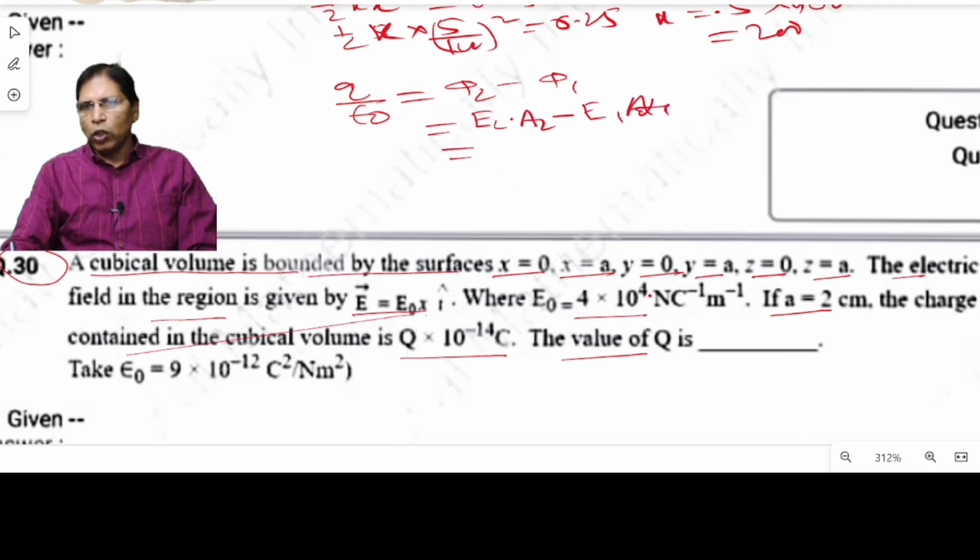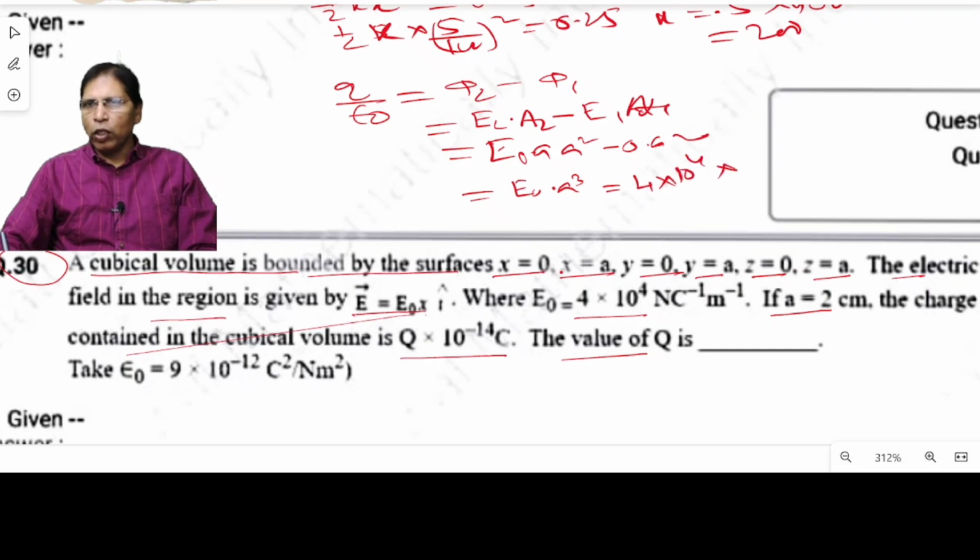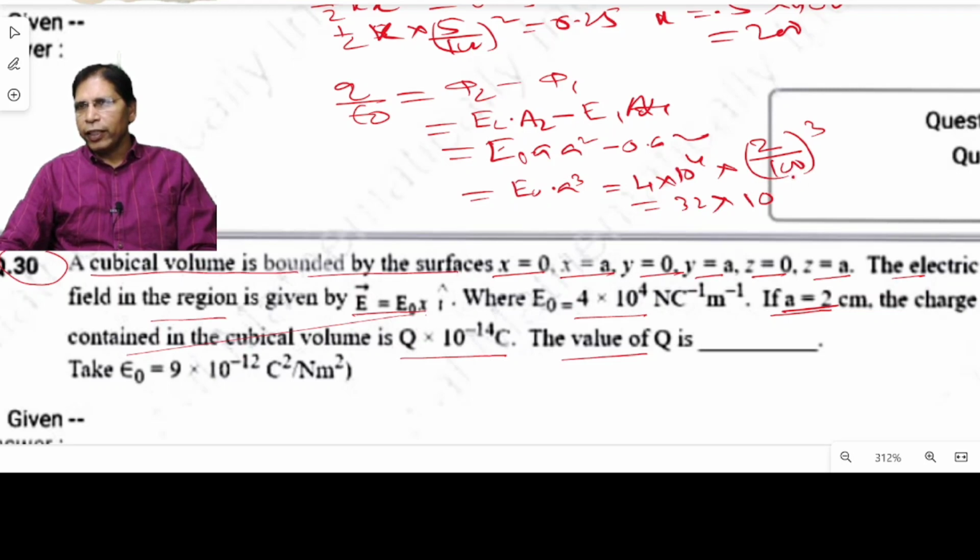Okay, now E2, what is E2? E2 equal to E0 into A. A2 is the A square and this is the 0 into A square. So look at this is the E0 into A cube. Okay, now what is E0? This is the 4 into 10 to the power minus 4. A cube, look at this, A is equal to 2 centimeter. So look at this, 2 by 100 whole cube. Okay, so look at this is the 32 into 10 to the power 6 into 10 to the power minus 2.